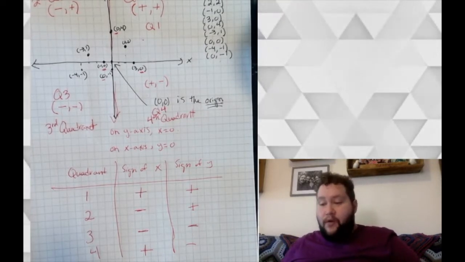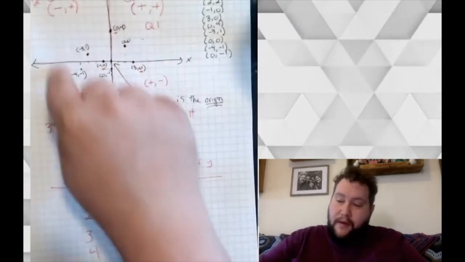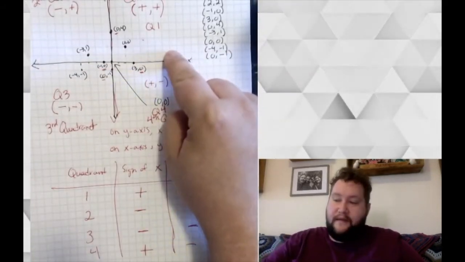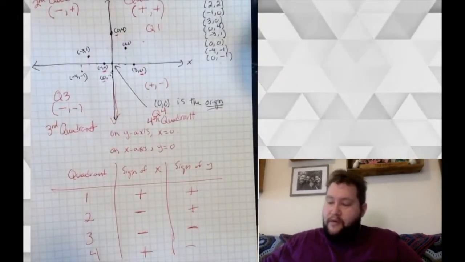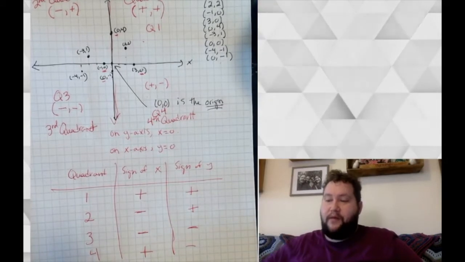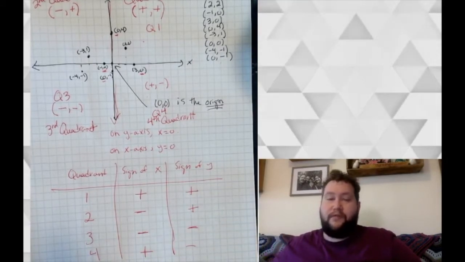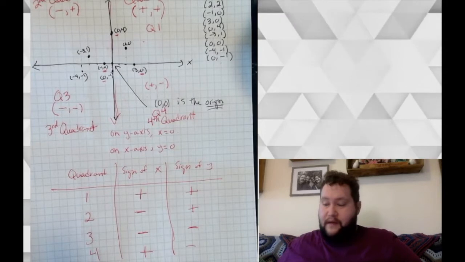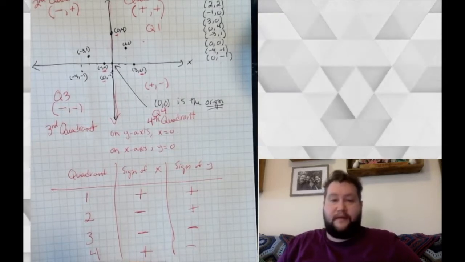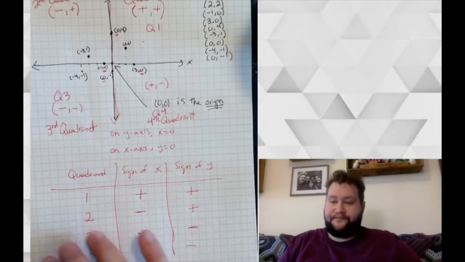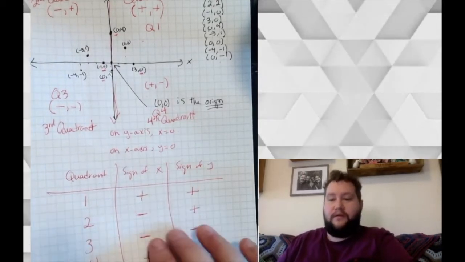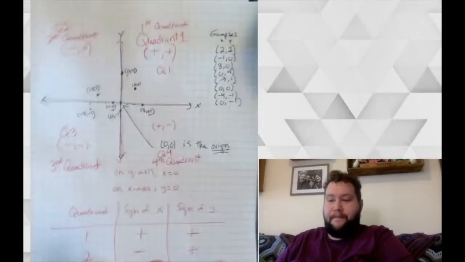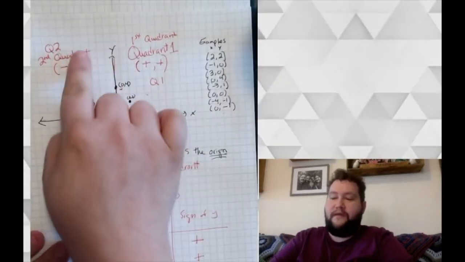And so we have our 4 quadrants numbered counterclockwise starting at the x-axis. Quadrant 1, where they're both positive. Quadrant 2, where our x is negative but our y is positive. Quadrant 3, where both x and y are negative. And quadrant 4, where x is positive and y is negative. And so that's just kind of basic orientation to the coordinate plane. And you can remember that these are quadrants because quad means 4, like a quadrilateral has 4 sides.